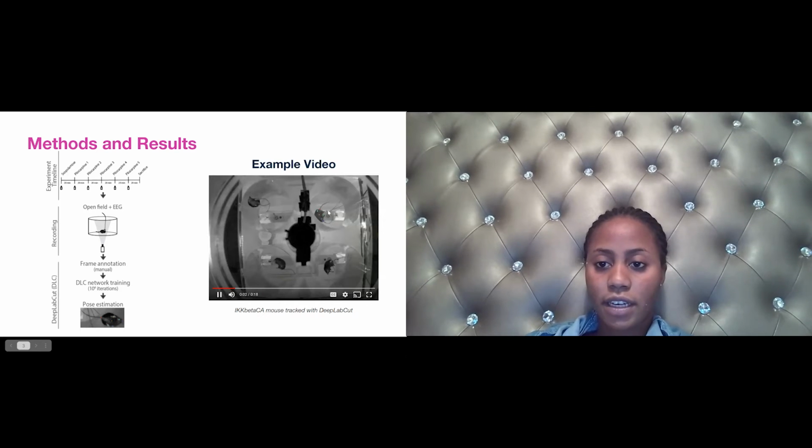Here we can see the mice having seizures, where it switches its legs back and forth and where it wiggles its tail. We can also see an example of the labeled body parts over here, from the nose all the way to the tail base.